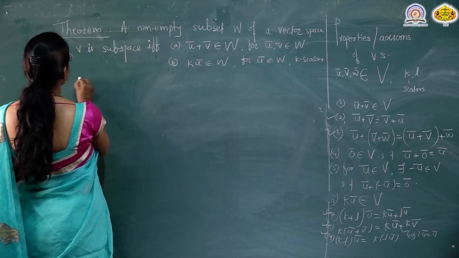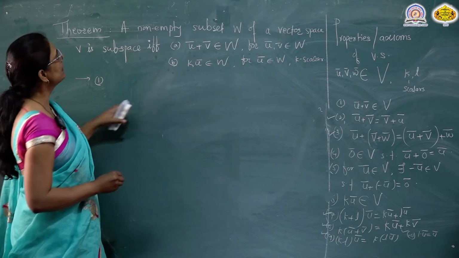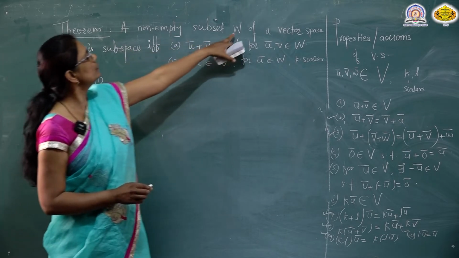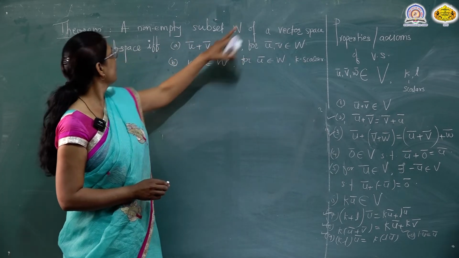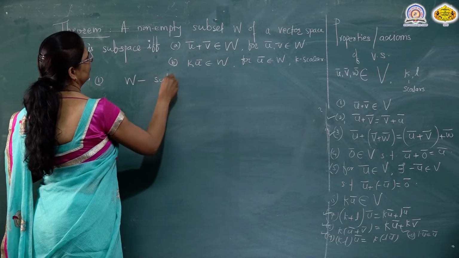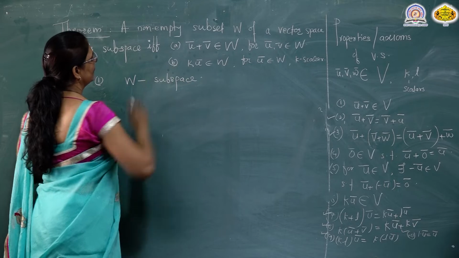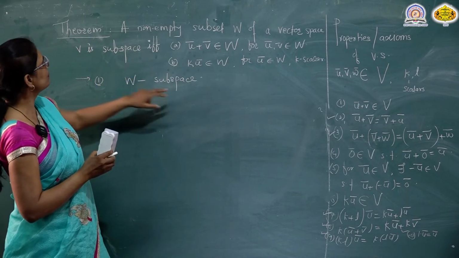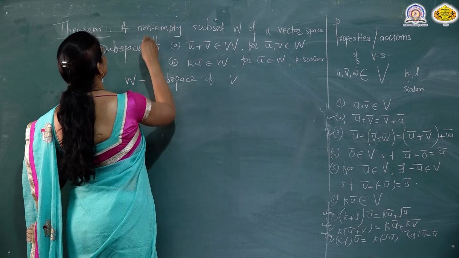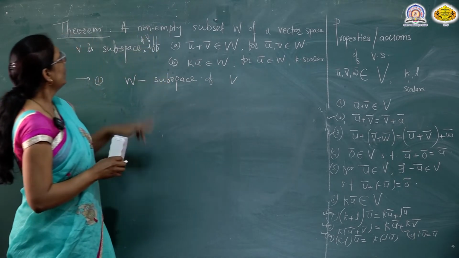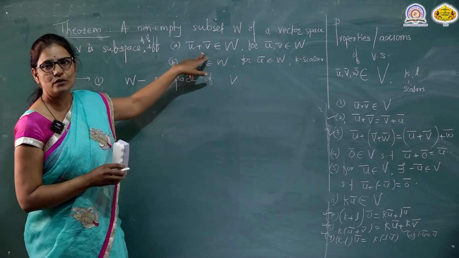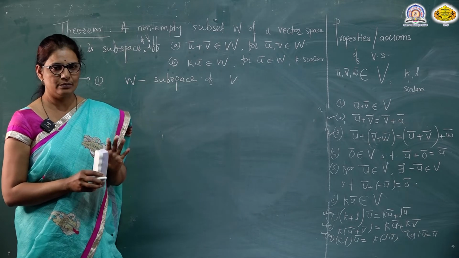So now consider the first part. In the first part we assume that V is a vector space and W is its non-empty subset. Suppose it is a subspace. Assume that W is a subspace of V. And we want to prove these two conditions: W is closed for addition and closed for scalar multiplication.